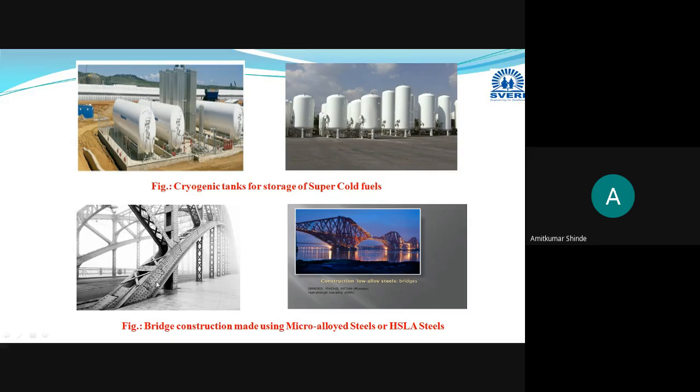In the third and fourth images, I have shown some bridges, some constructional images. These steels are termed weathering steels. For manufacturing of the bridge, a particular kind of steel is used. These steels are the weathering steels, and generally these are manufactured from high strength low alloy steels.